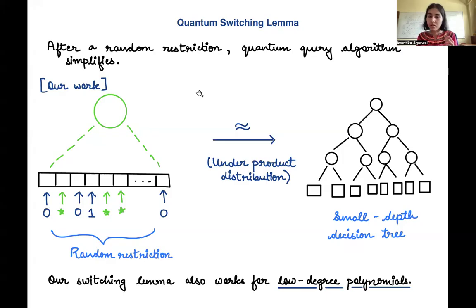Using this quantum switching lemma, we can show circuit lower bounds for the QAC0 circuits that we described. And that gives us an oracle separation for the quantum classical variant of the polynomial hierarchy. In fact, we show something a little bit stronger: our switching lemma also works for low degree polynomials, which as a corollary implies that our switching lemma works for quantum query algorithms.